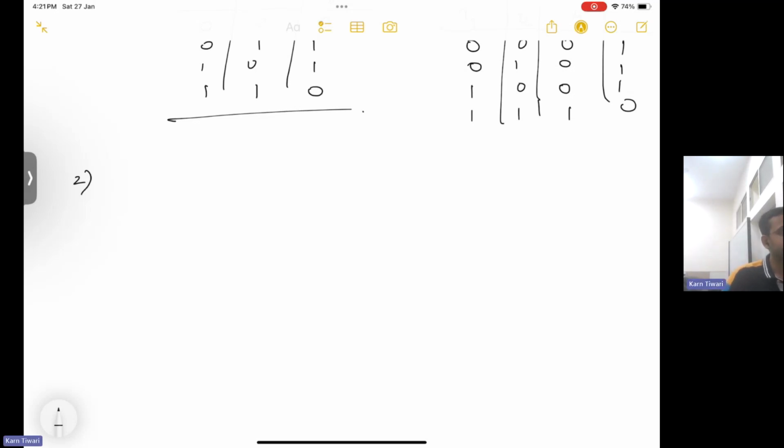So the second question is related to the MP neuron. They have defined y as 1 or 0, again a binary output. Binary means 0 and 1. If x1, x2, x3.